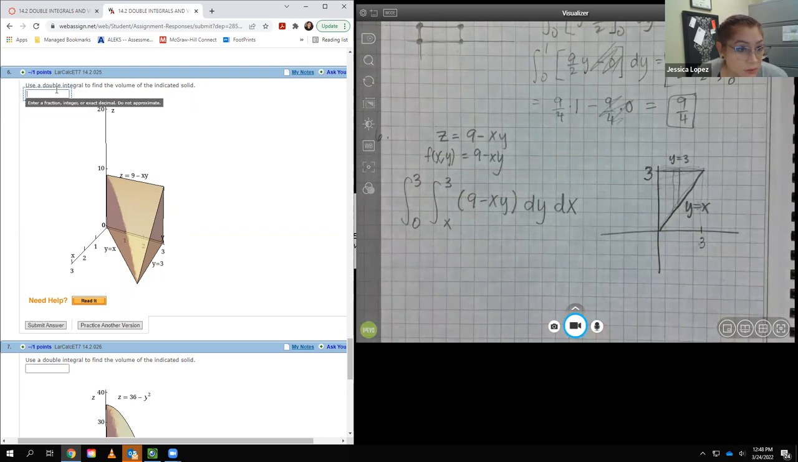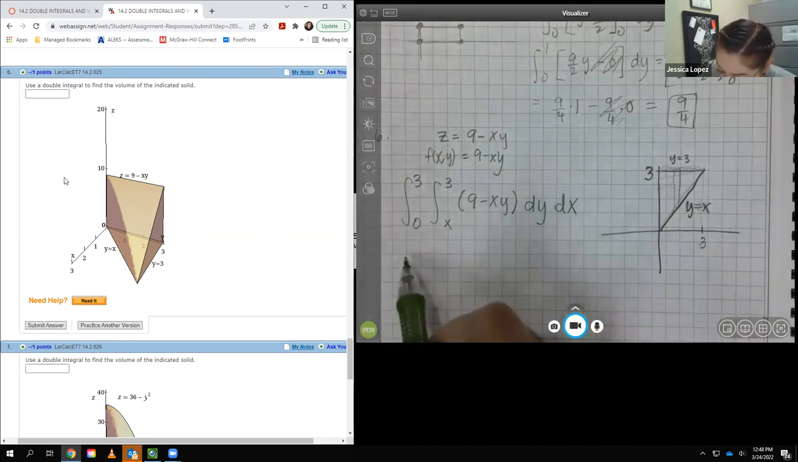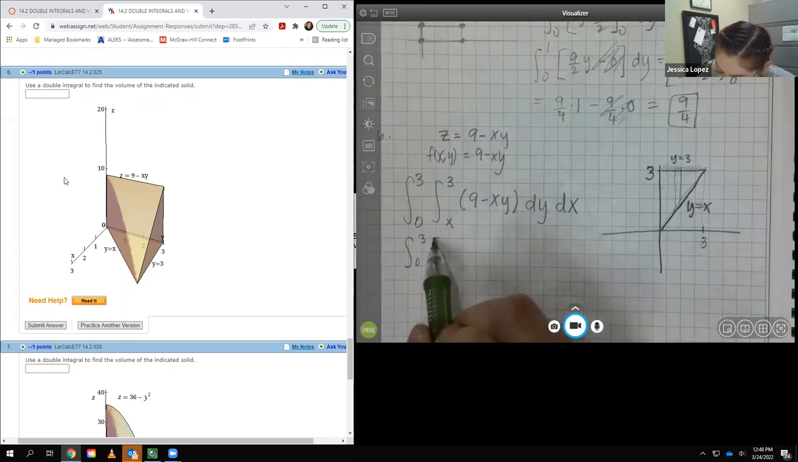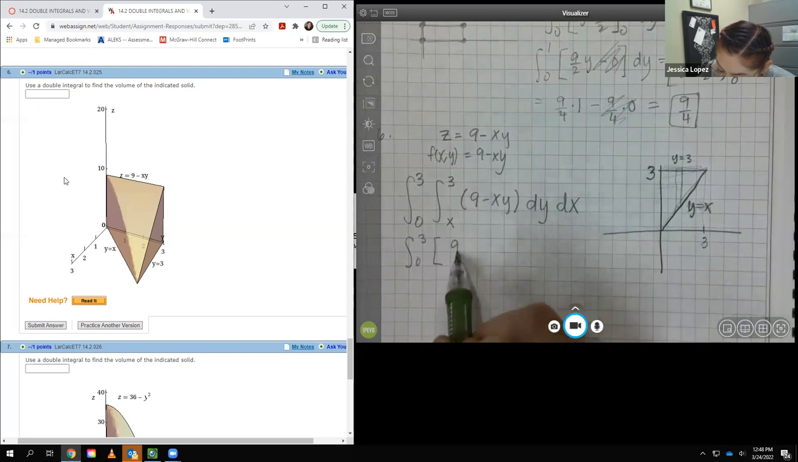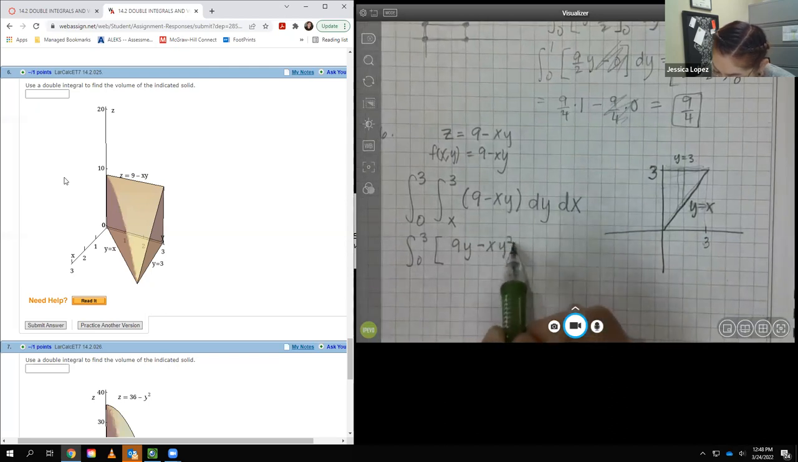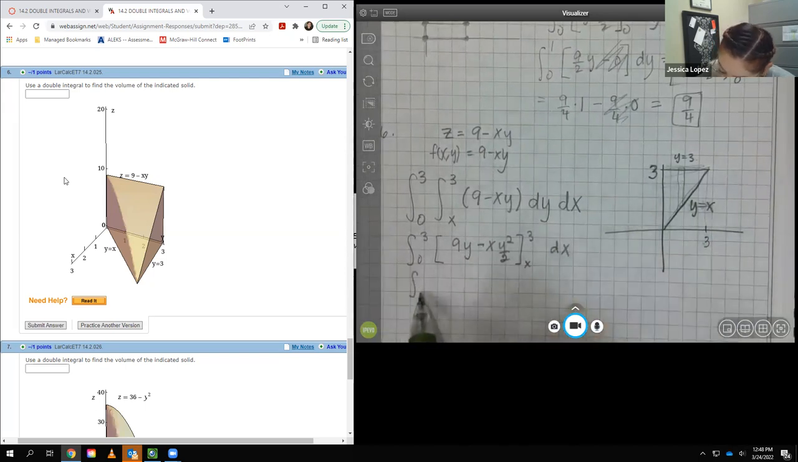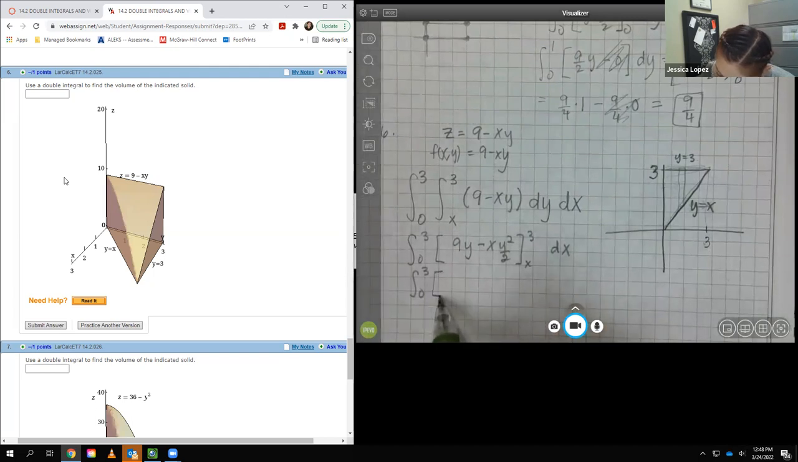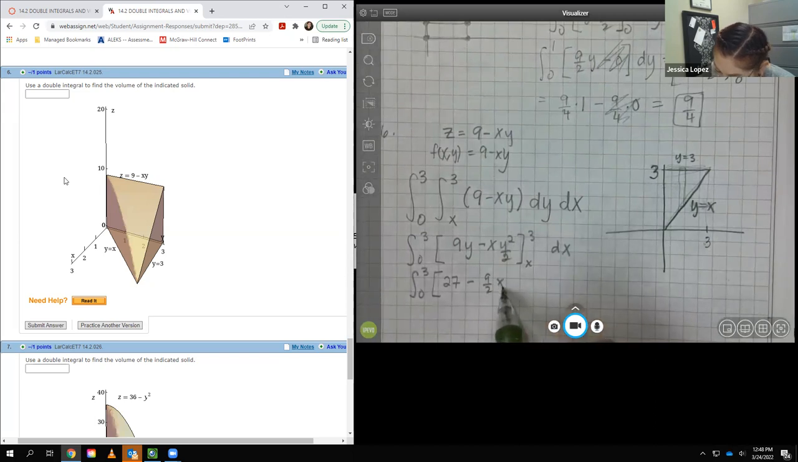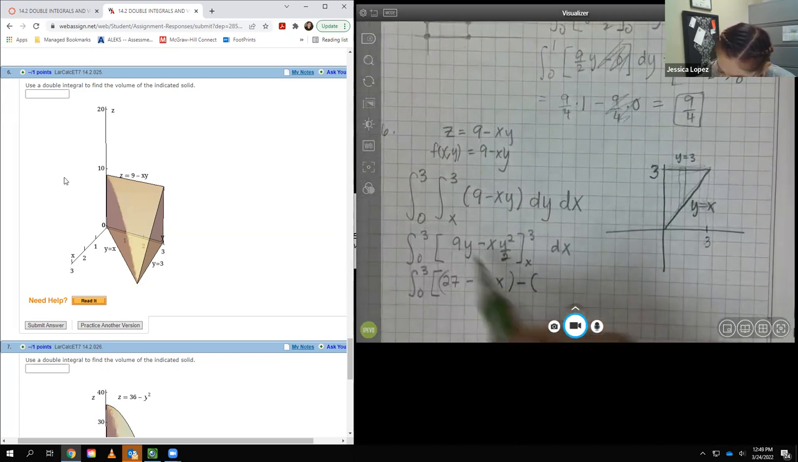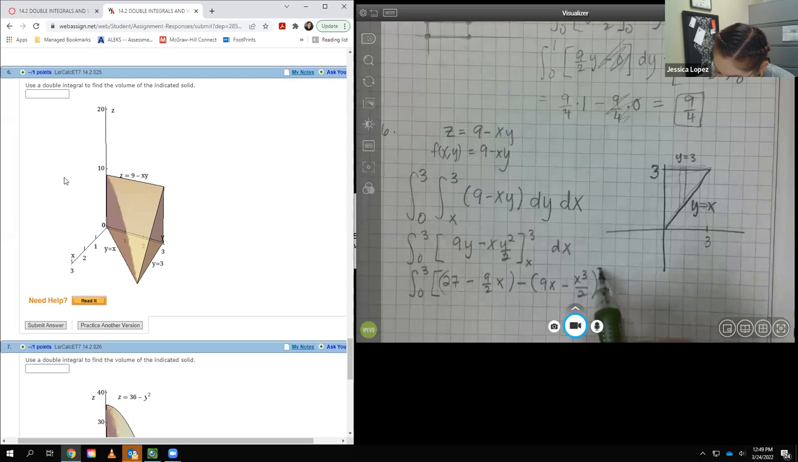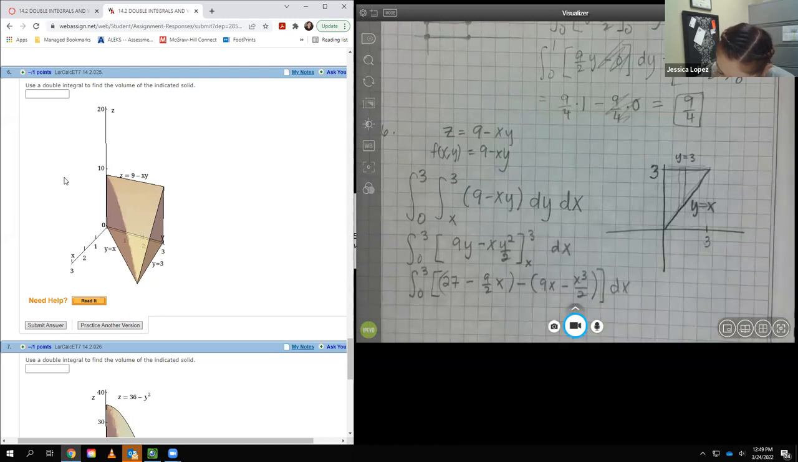And it says use a double integral. Okay, so they just want the final answer. So I'm going to do 0, 3, and then my variable is y. So this is 9y minus x, y squared over 2, and plug in x and 3 for y. So this becomes 27 minus 9 over 2 x, and then this becomes 9x minus x cubed over 2. These guys are like terms, so I can clean that up.